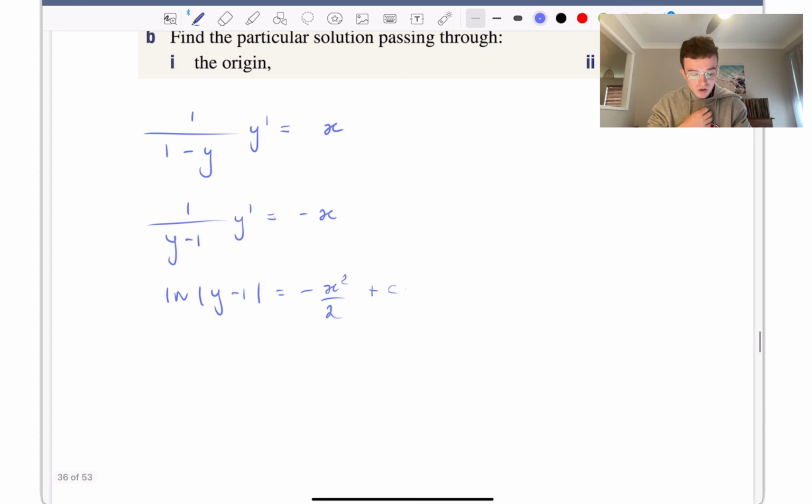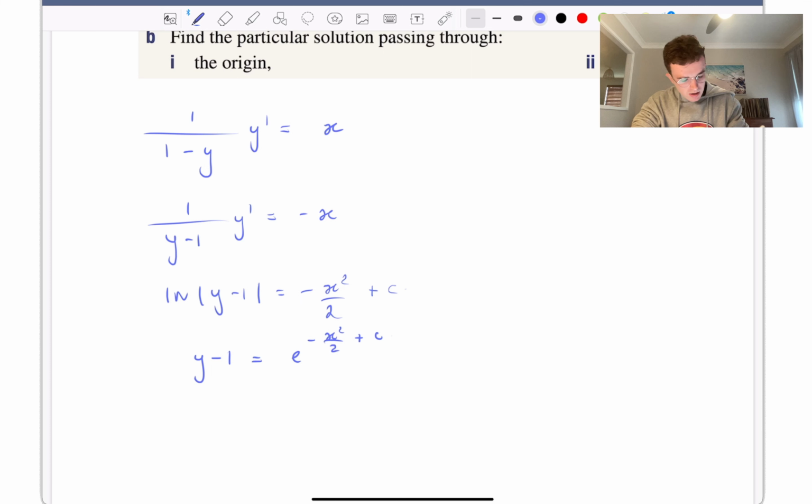We still need to make y the subject of this equation. So what we're going to do is take the e of both sides. So y minus 1, e to the power of a logarithm is just the thing inside the brackets. So this is equal to e to the minus x squared on 2 plus c.